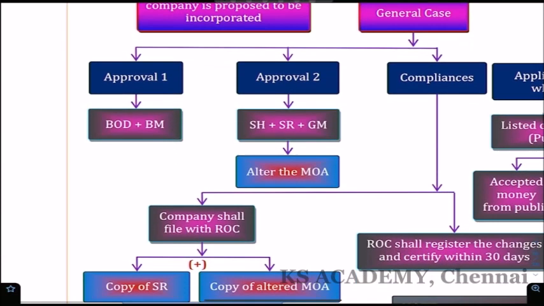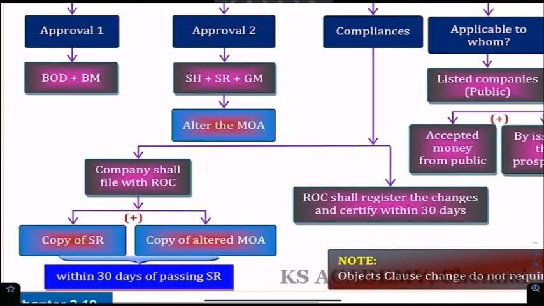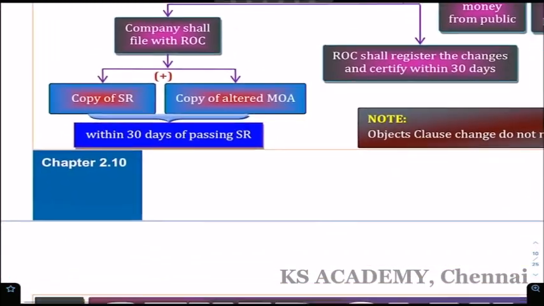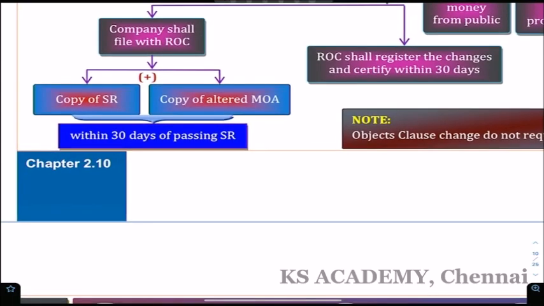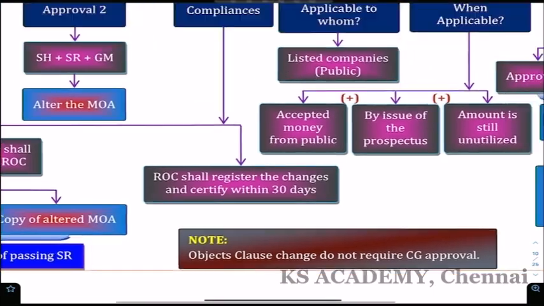General case. Approval one, board of directors at a board meeting. Approval number two, shareholders by passing a special resolution in a general meeting, for alteration of MOA. Next, compliances. The company shall file with ROC a copy of the special resolution and a copy of the altered MOA within 30 days. ROC shall register the change and give a certificate again in 30 days. Up to here, clarity? Very good.